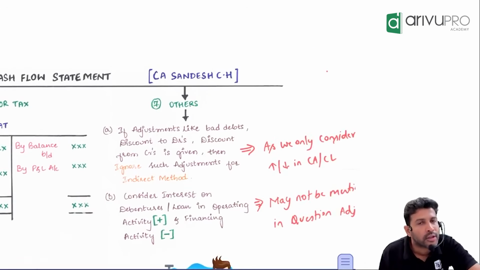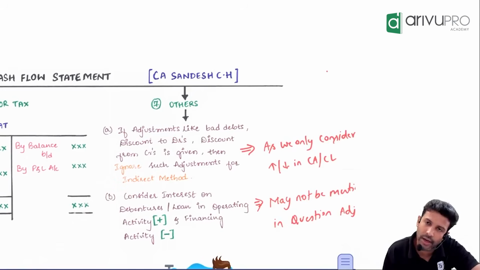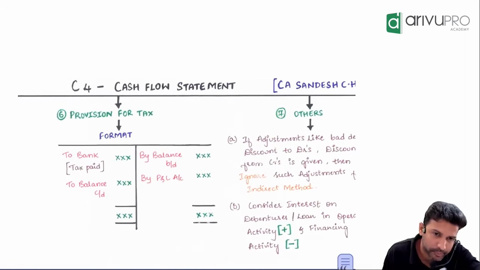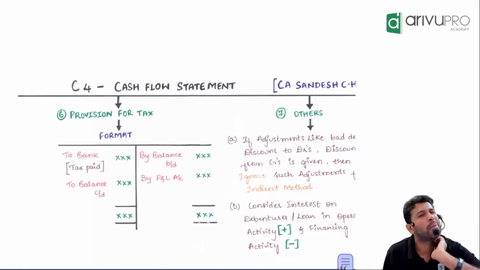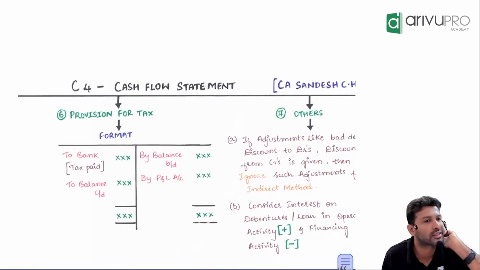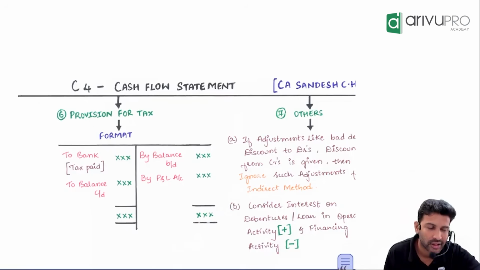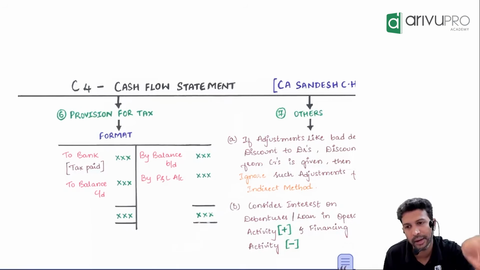Another point you need to be aware of when you're preparing a cash flow statement under the indirect method is the working capital change, which we discussed. Can you tell me the formula once again? Increase in current asset means minus. Decrease in current asset means plus. Increase in current liability plus. Decrease in current liability minus.